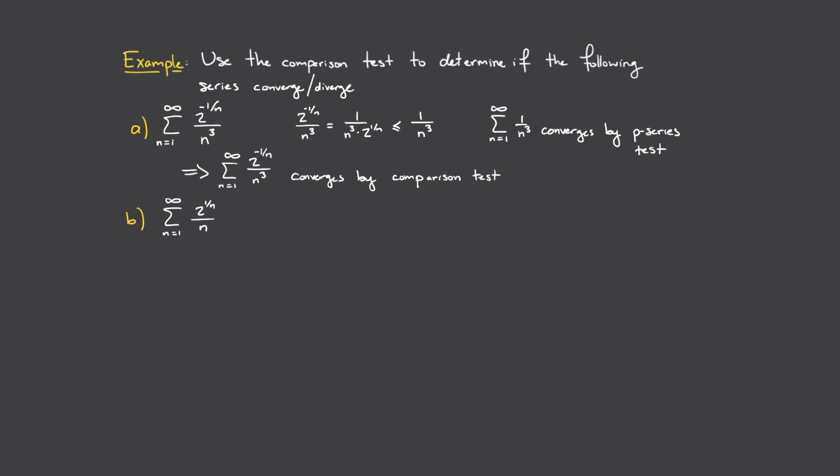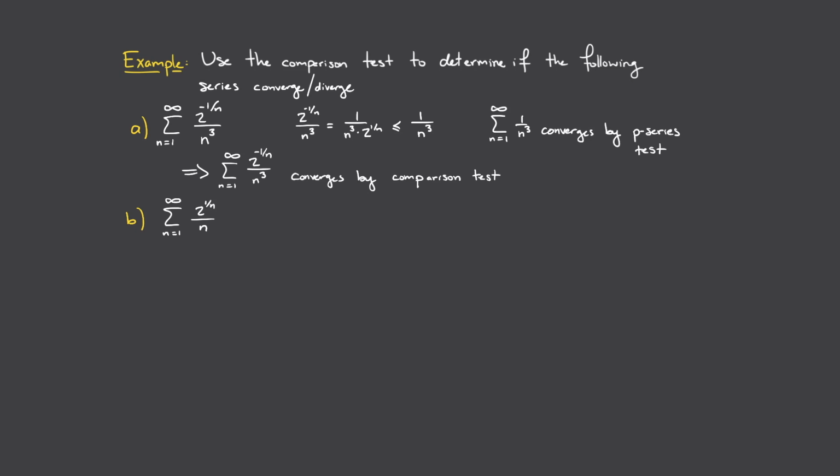Again, we see that the top goes to 1 and the bottom goes off to infinity. So the bottom should be the more significant part. And this series should behave something like the sum of 1 over n, which is the harmonic series, and we know that this series diverges by the p-series test. Therefore, our guess is going to be that this series diverges.